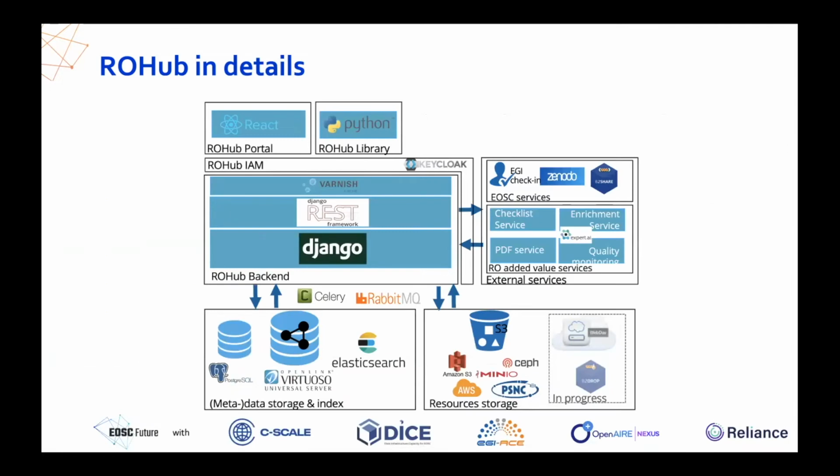So this is the ROHub in detail, a high-level view of the architecture. Of course, not necessary to go into details, but these are the main technologies behind this, including, of course, semantic technologies for the management of the information that we are generating, the metadata that we are collecting that is in some kind of machine readable form.